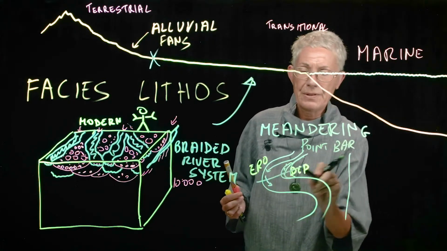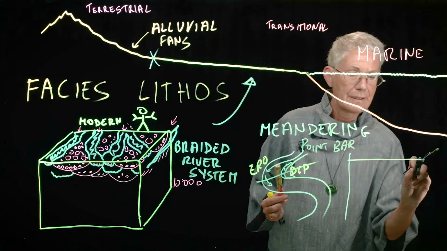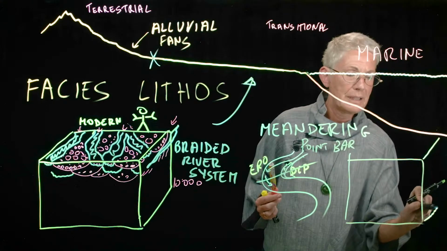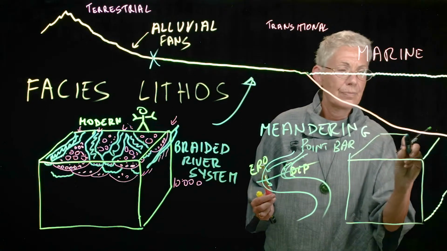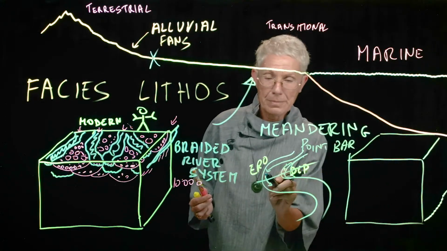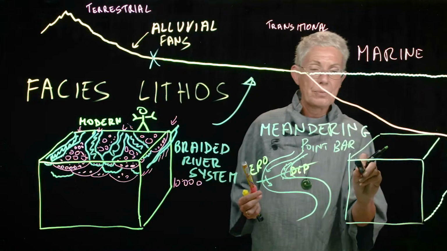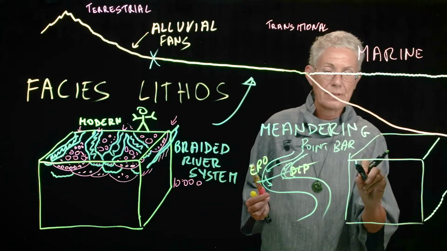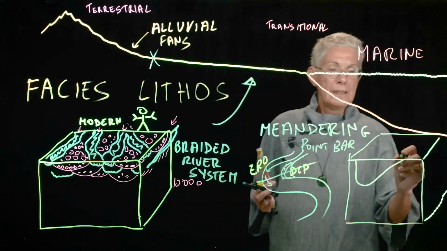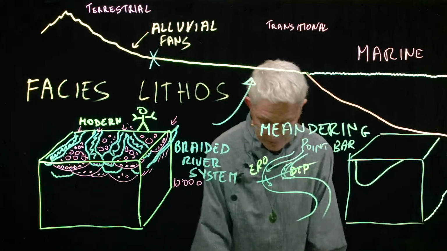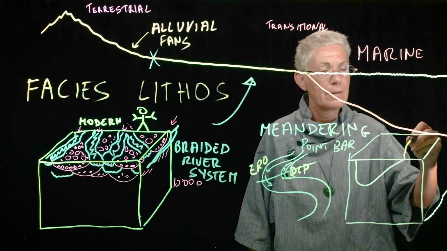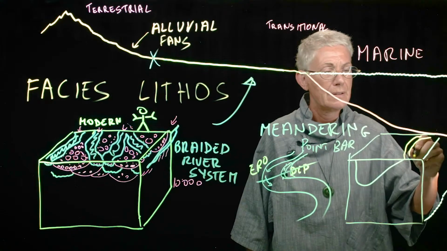Okay, so let's look at this in our block diagram. Remember that now I'm leading you into the meandering river system. The channel is asymmetric because here it erodes and here it deposits. So where it erodes, it's like this. And where it deposits, it's like that. And the point bar will look like this on this side.